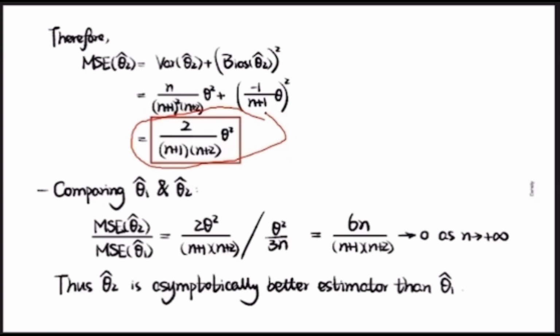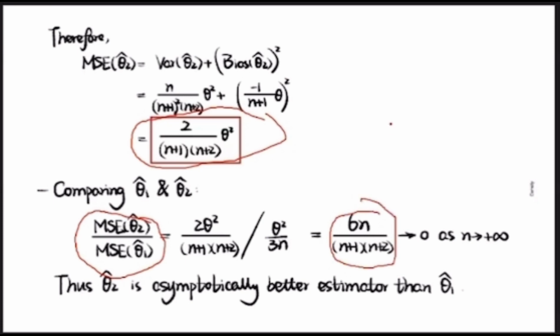Now, I want to compare an unbiased estimator with a biased estimator. Theta cap 1 is unbiased. Theta cap 2 is biased. How do we compare them? How do we know which one is better? We can do the ratio: the mean square error of theta cap 2 divided by the mean square error of theta cap 1. When we simplify that, we got this.